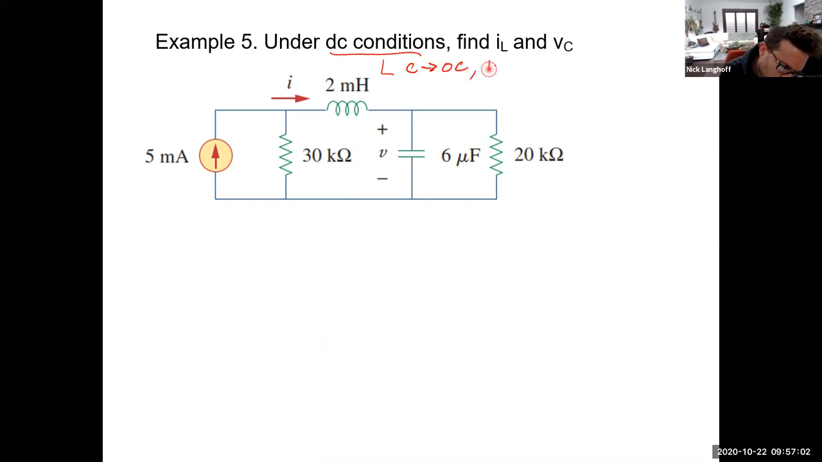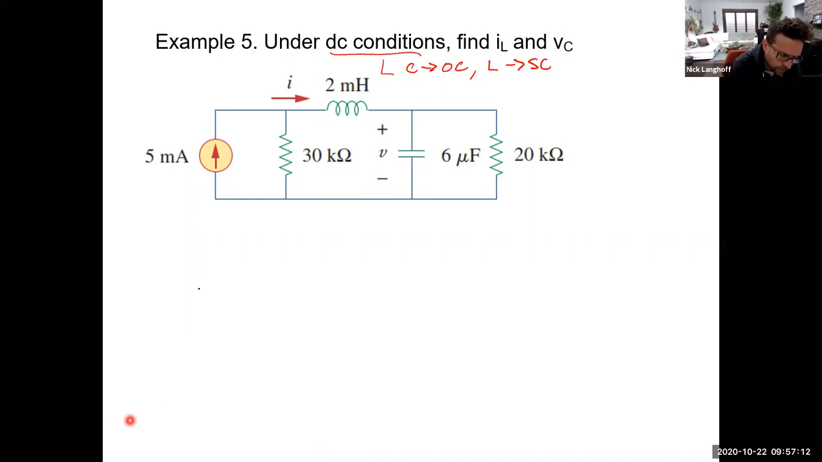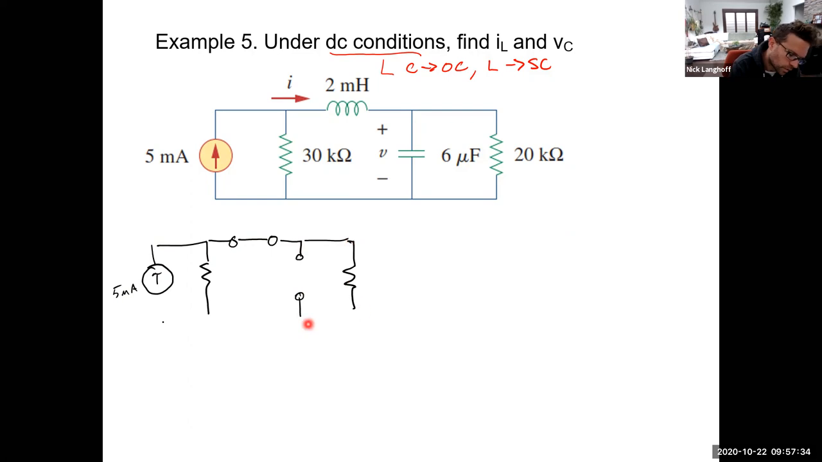And the inductor behaves like a short circuit. Okay, so let's then redraw the circuit under those circumstances. And we'll see that what looks maybe like a complicated circuit actually ends up being pretty straightforward. So we've got our 5 milliamp source here, a 30K resistor, the inductor has been shorted, the capacitor is open, and there's one more 20K resistor on the outside there.